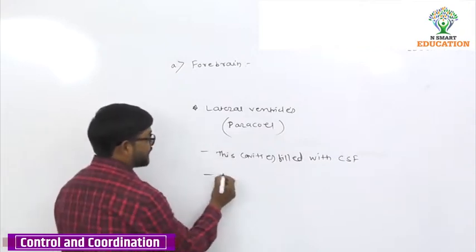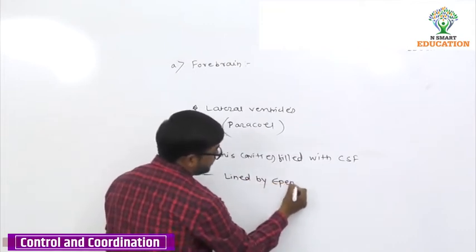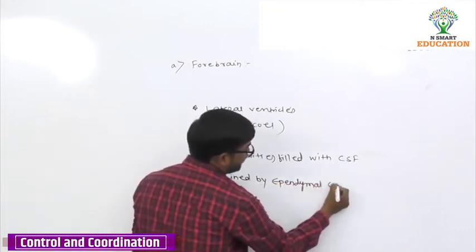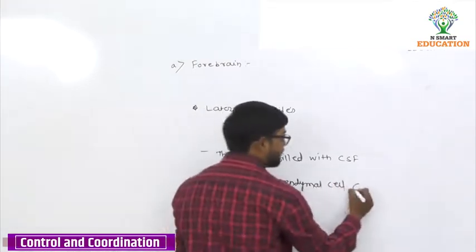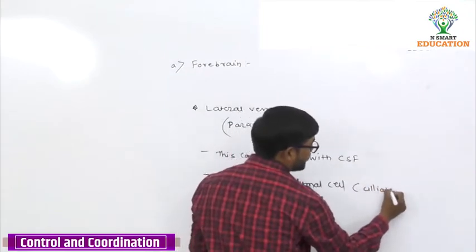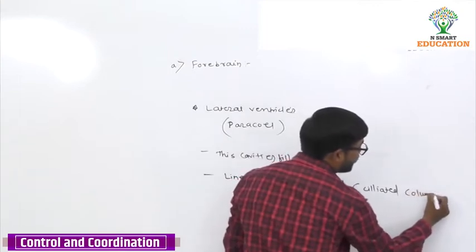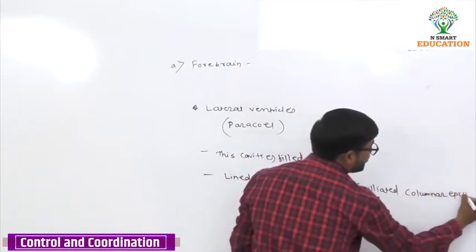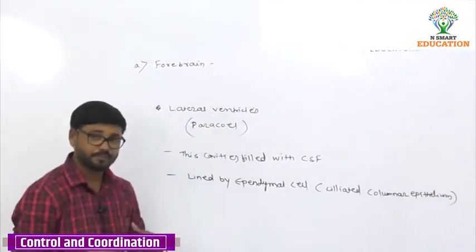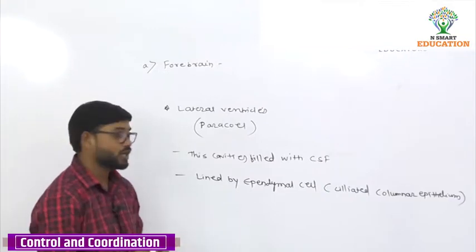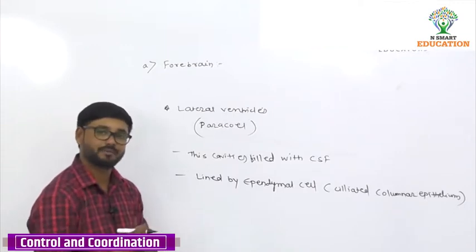Particularly lined by ependymal cells. Ependymal cells are ciliated in nature. Ciliated columnar epithelium is present, so that means they push the CSF, they move it from one place to another place.